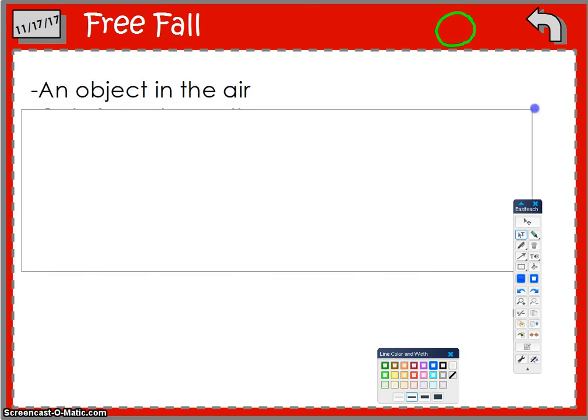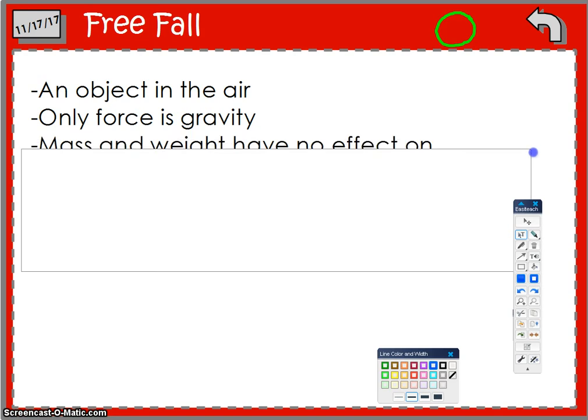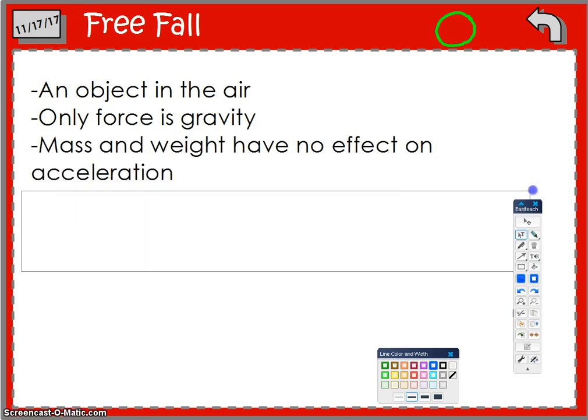Free fall means that an object is in the air. Okay, true. Oh, and don't forget, you can pause this anytime, no big deal. It also means an object has only one force on it, and that is the force of gravity, also known as the object's weight. I would write that too, the weight of the object. The mass and weight have no effect on the acceleration. This object is going to accelerate, and the mass and weight have no effect on that, which is kind of weird, you'll see.